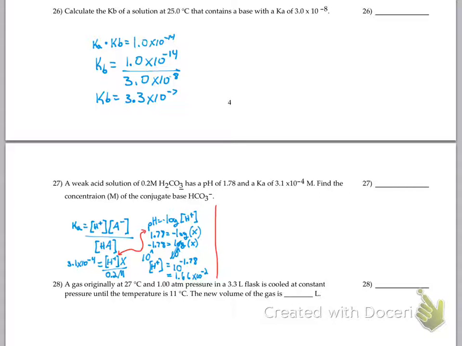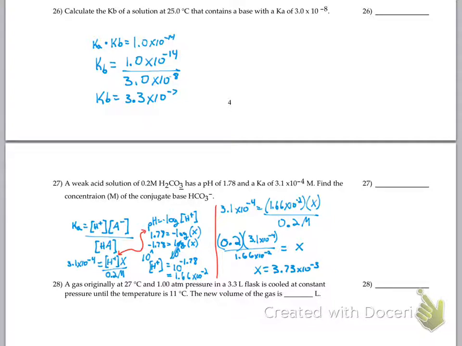Next, I'm going to plug that number of the H plus concentration into my original formula. Now that we have completed this equation, we can solve for X. And we get 3.73 times 10 to the negative third. Remember, this is our conjugate base, HCO3 minus. That's the concentration. Because it's a concentration, it will be in units of molarity.